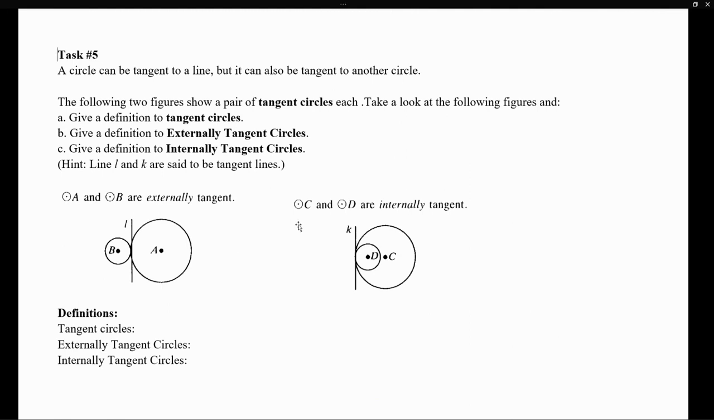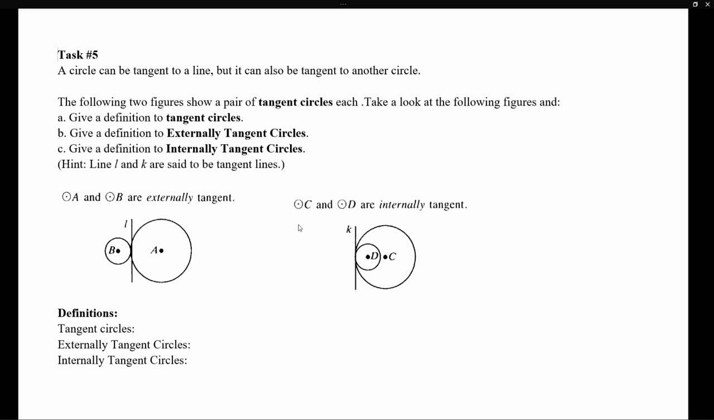So here I have one more idea to discuss. It says a circle can be tangent to a line, but it can also be tangent to another circle. The following two figures show a pair of tangent circles. Take a look at the following figures and let's give a definition for tangent circles, for externally tangent circles, and for internally tangent circles. Note that both figures represent what we call tangent circles.